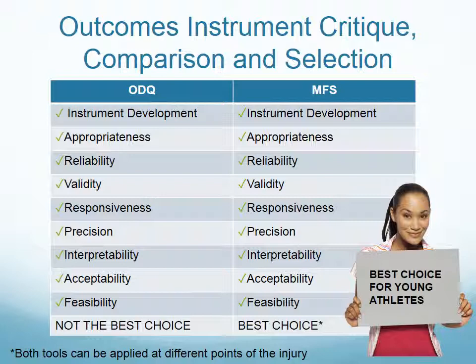Because of the complexity of the chronic injury and daily activities are important to the athlete's recovery, both tools would actually show to be a great use at different points in time of the treatment. But in this case, for our 19-year-old, again, the MFS is the best choice for athletic function.